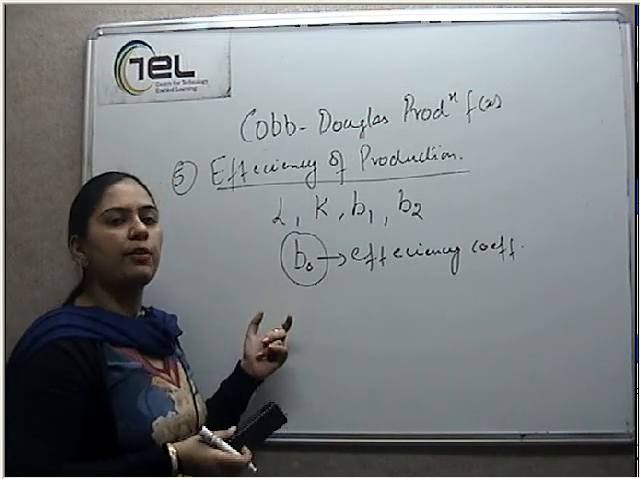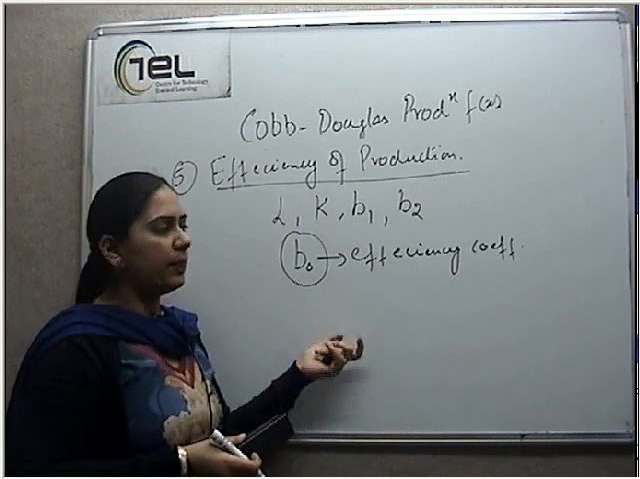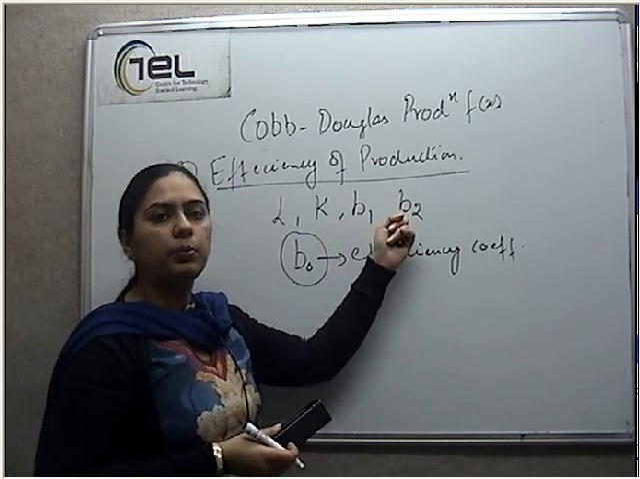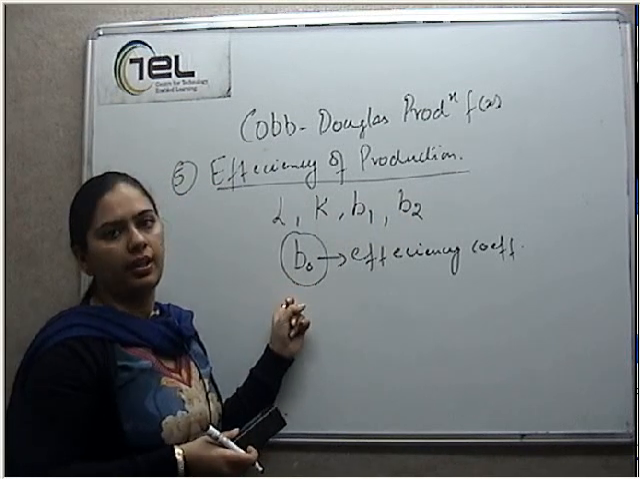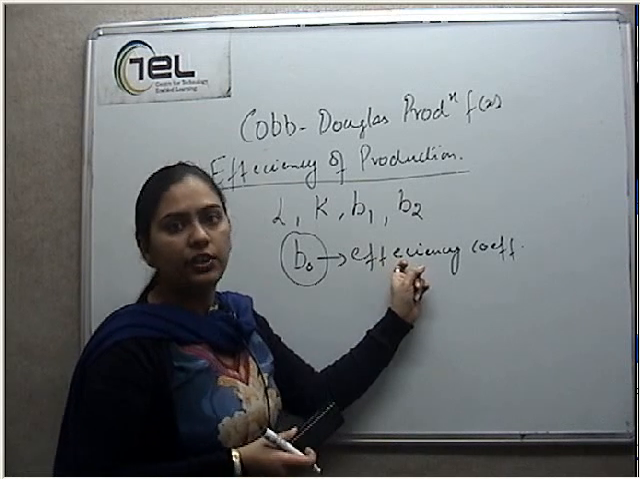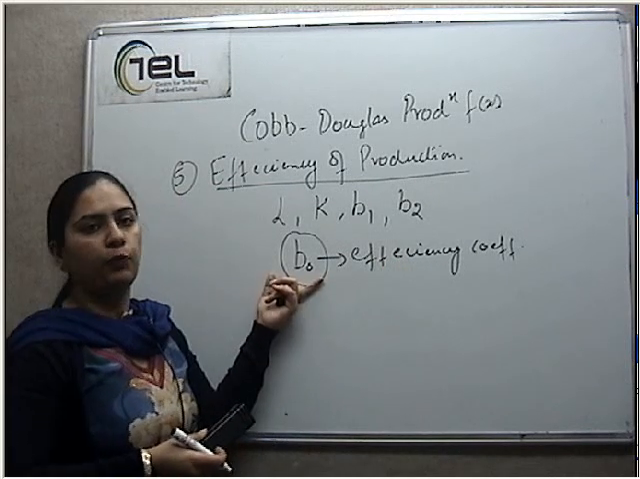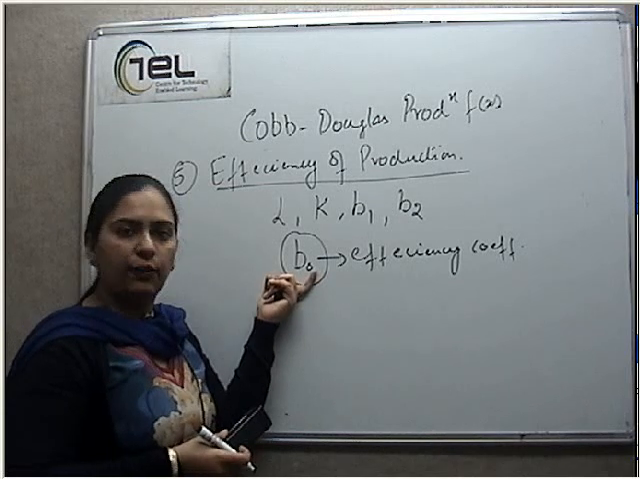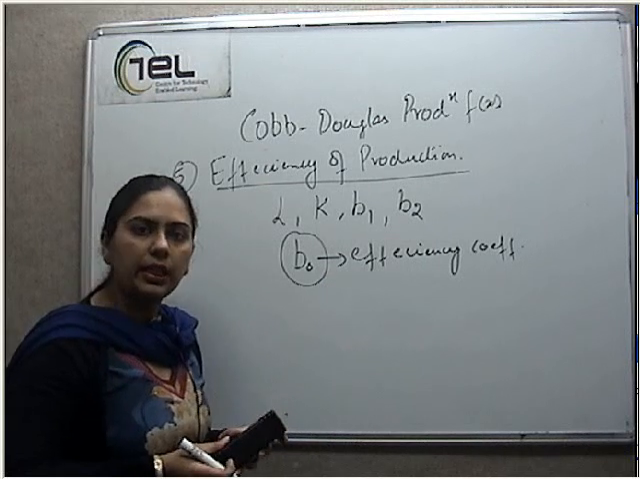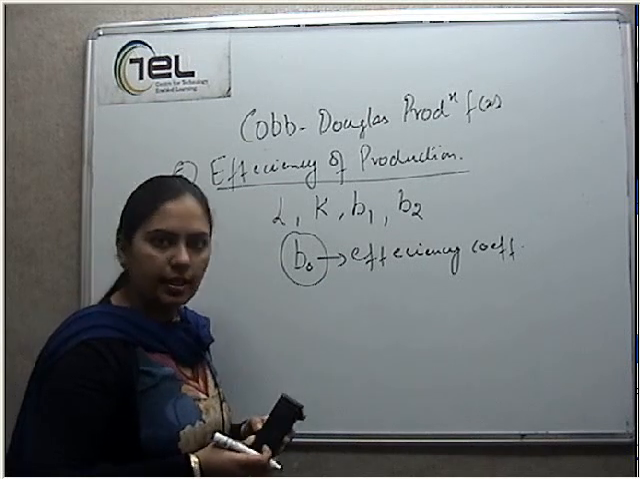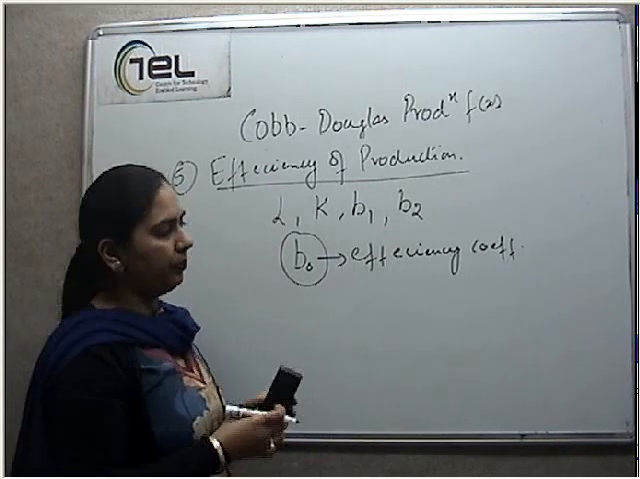So the reason why firm A is giving me a better production than B, irrespective of labor, capital, B1, B2 being the same, is because in firm A, B naught is high. That is, the coefficient of efficiency is high in firm A. That is why firm A is performing better, or say is more efficient than firm B, even though their factors of production, their raw material and rest everything is the same. So this is reflected as efficiency of production.